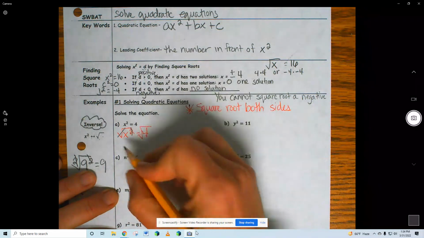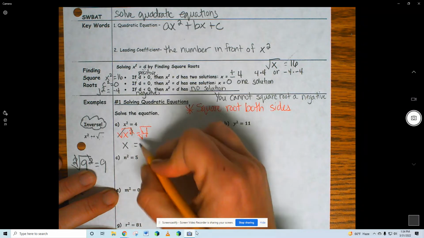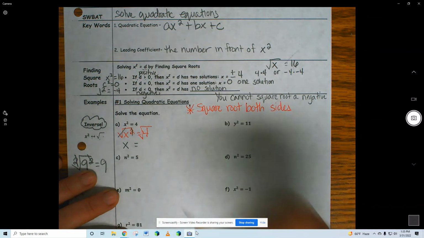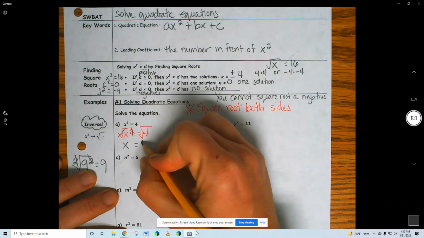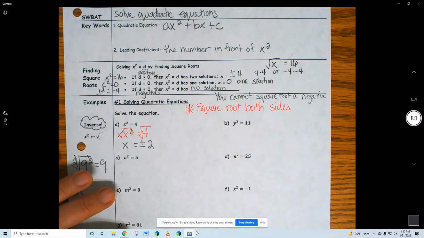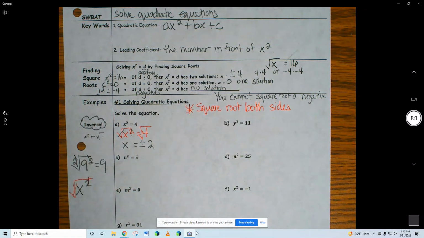So x is all alone on the left, and what can I do to make 4? A positive 2, 2 times 2, but also negative 2 times negative 2. So my answer is going to be plus or minus 2. You have to write the plus and minus. That's so important for today.